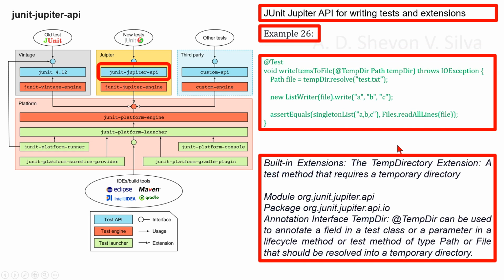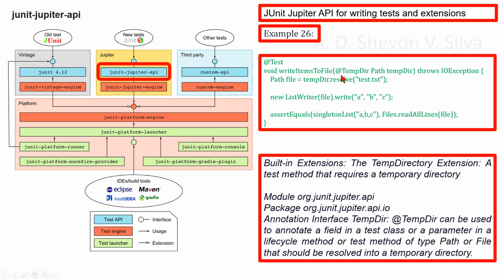Now we are considering the temp directory extension in built-in extensions, for a test method that requires a temporary directory. The annotation interface TempDir in package org.junit.jupiter.api.io in module org.junit.jupiter.api. @TempDir can be used to annotate a field in a test class, or a parameter in a lifecycle method or test method of type Path or File that should be resolved into a temporary directory.